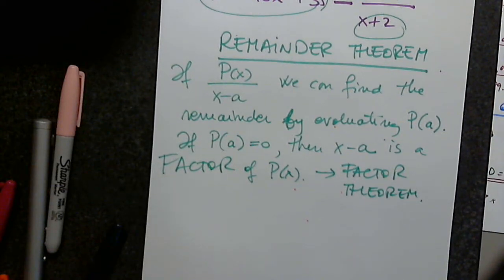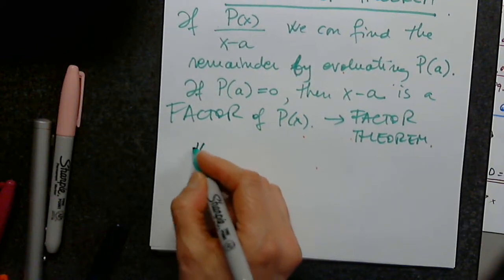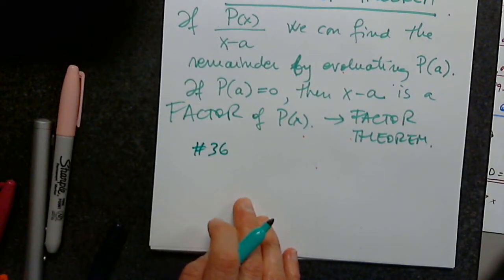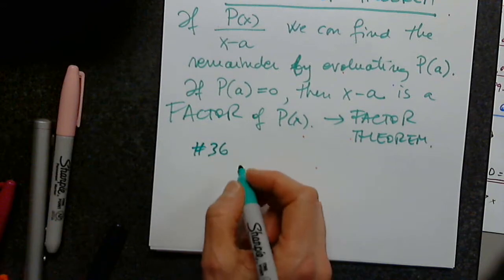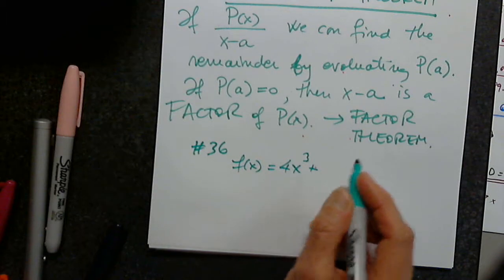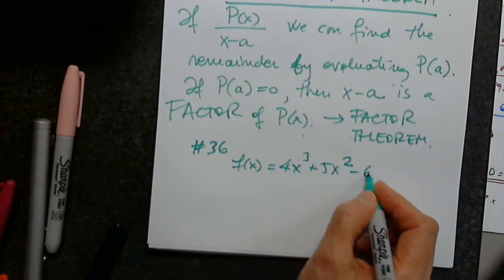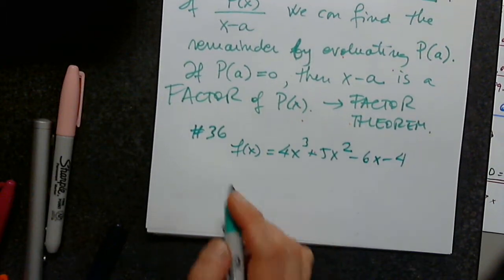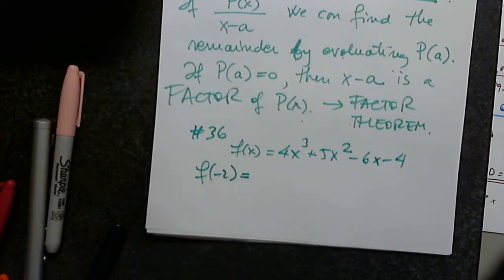Here's a problem for us. On page 393, let's say they recommend 37, let's do 38. Or 36, it doesn't matter. In 36, it's use synthetic division and the remainder theorem to find the indicated function value. So 36. We are given f of x, which is 4x cubed plus 5x squared minus 6x minus 4. We're asked to find f of negative 2.